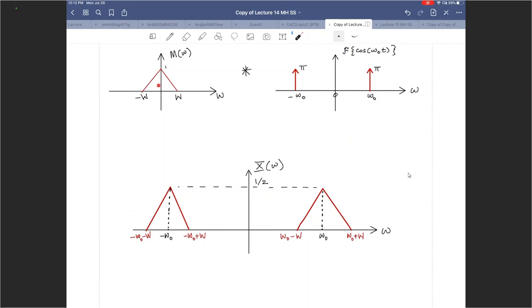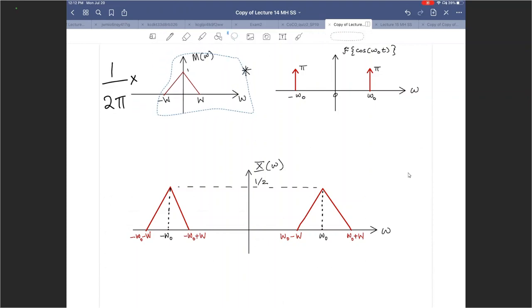But one triangle splits up into two half triangles. One is at plus omega naught, the other is at minus omega naught. Simple as that, right? I should also point out that I also multiplied it with the factor here, which is 1 divided by 2 pi multiplied by all of that. Like so, X of omega is 1 divided by 2 pi multiplied by the convolution of those two things. All right. If you guys can bear with me for just a couple more minutes, we can finish this example off.